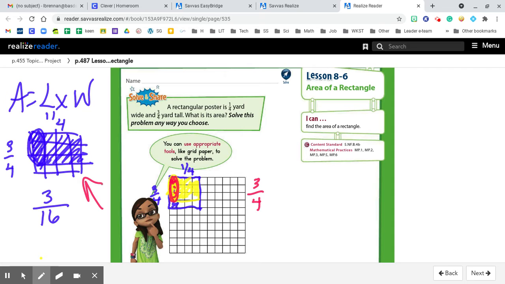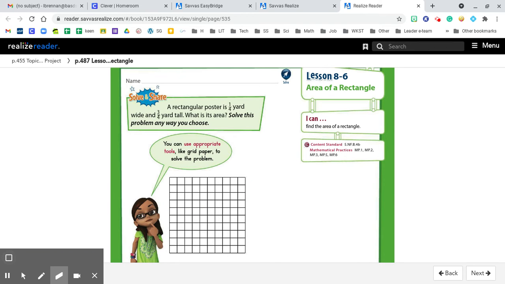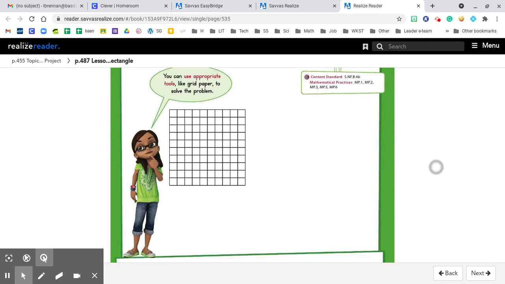So what is the area of the rectangle? The area is 3 out of 16. 3/4 times 1/4 is 3 out of 16. That would be our area. And that would actually be 3/16 yards squared as we move forward into measurement. Square yards. All right.